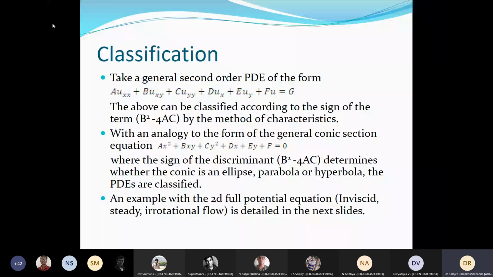G is actually a constant. So a general second order PDE can have all these terms, all multiplied by coefficients A, B, C, D, E, F, and G. So whatever be the values of D, E, F, and G, what determines the form of the second order PDE? Okay, we are talking only about second order PDEs here. We can classify according to the sign of the term B squared minus 4AC, as Sanjay was telling.